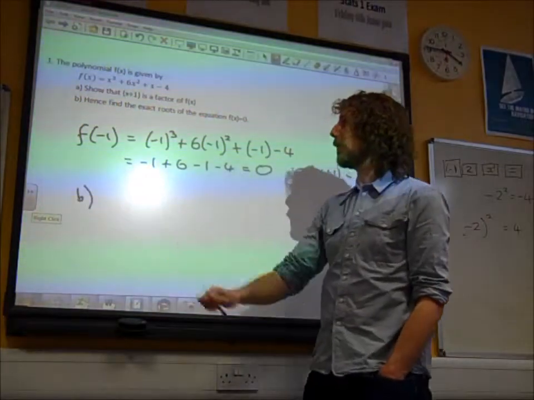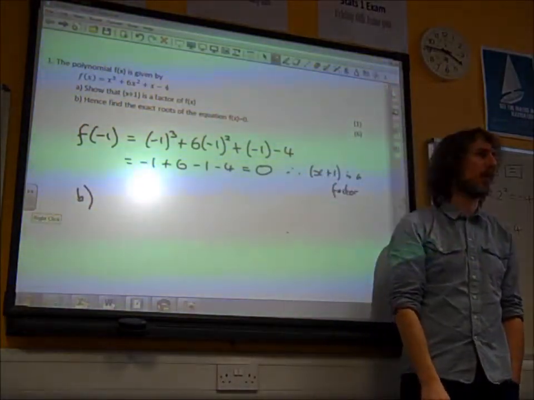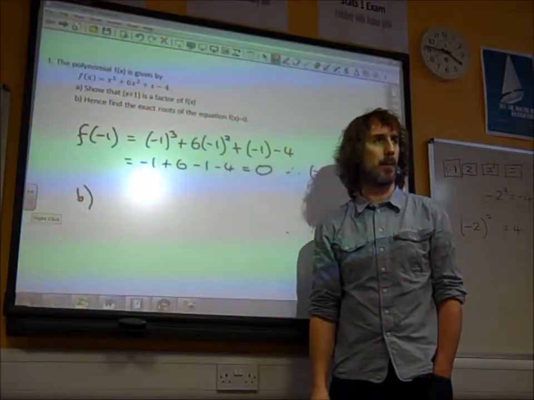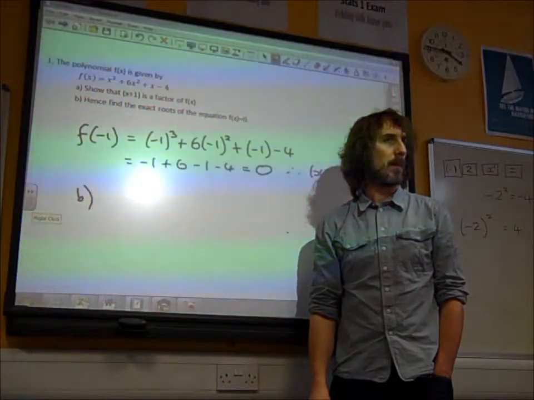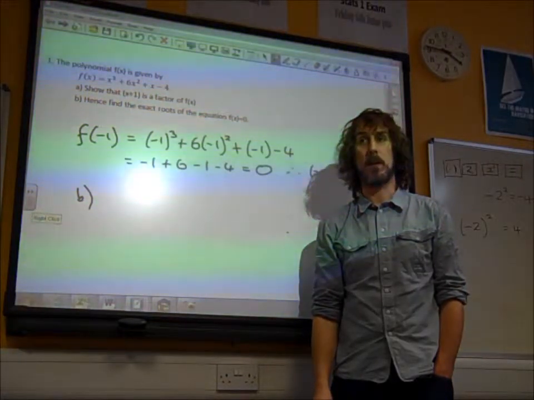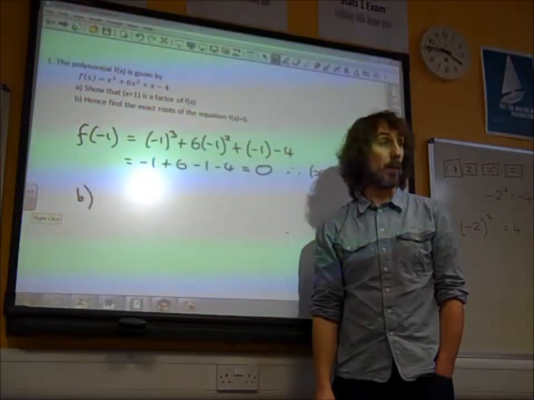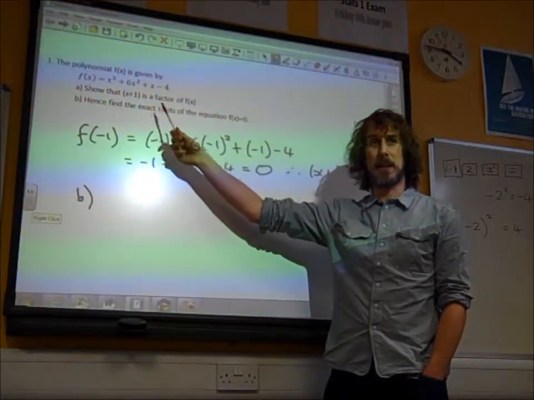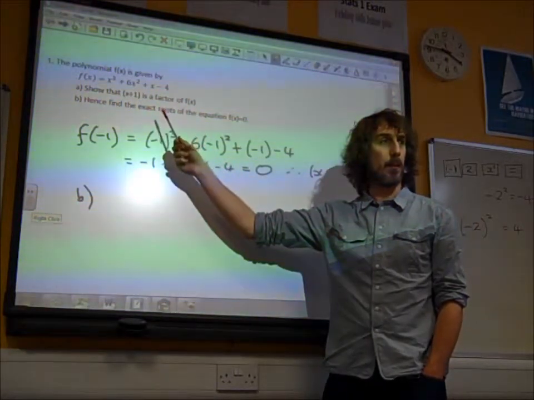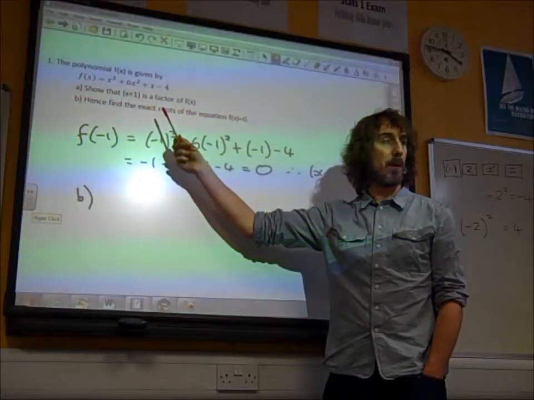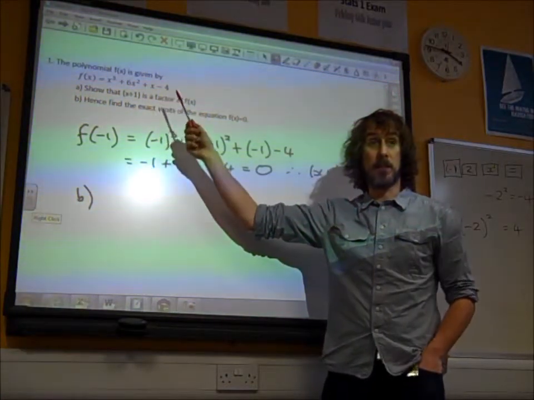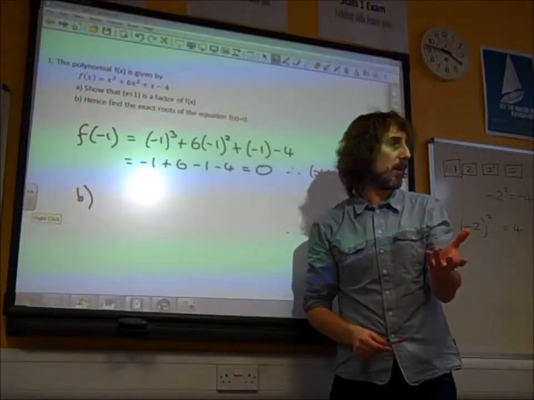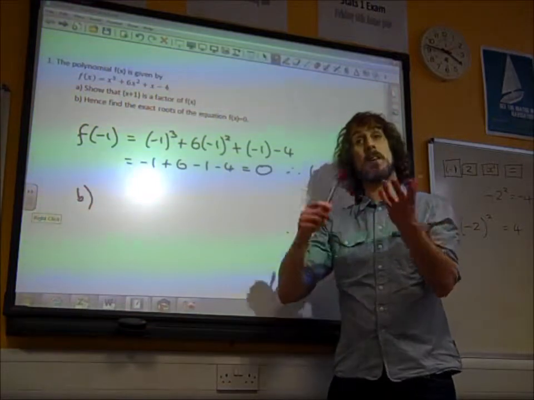Part B. Hence find the exact roots of the equation. What does the word exact give me a clue as to what's going to happen? Reading the word exact suggests to me that we're going to get answers in surd form. If they weren't going to be surds, they may have just said give the roots, because you would have given them exact naturally. The reason they're saying exact is they don't want you to give a decimal answer.